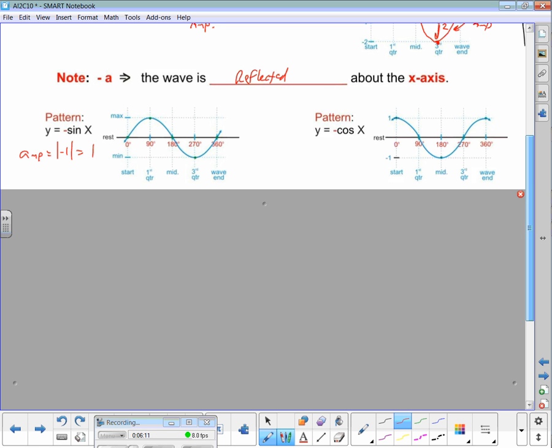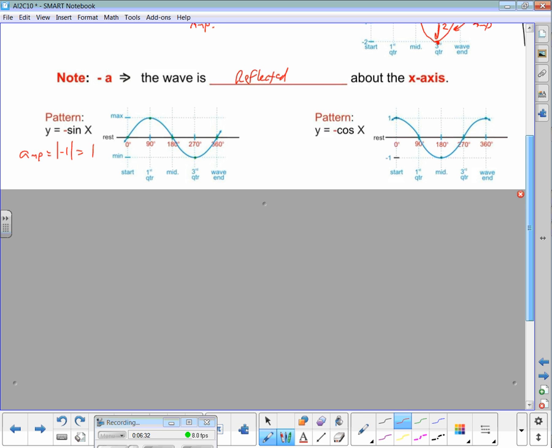If that would have been a negative 4 in front of the sine x, the amplitude would be 4. If it were a negative 7, the amplitude would be 7. If it's negative a half in front of the sine x, the amplitude is a half. It's always the absolute value. However, the negative does tell us everything is reflected.